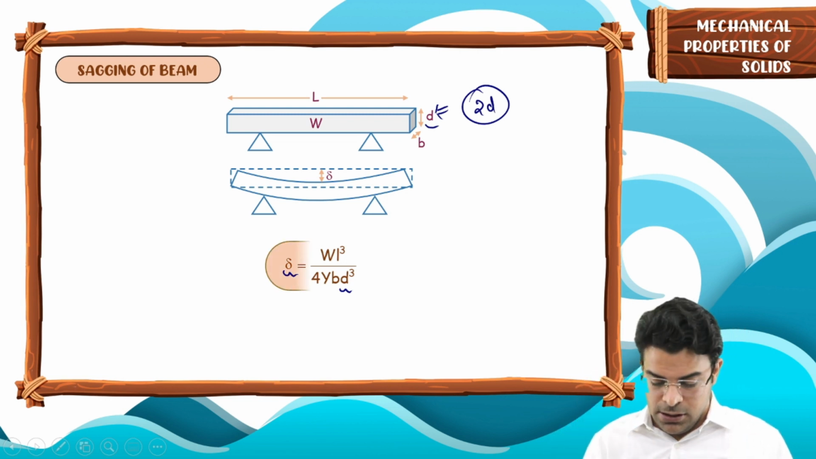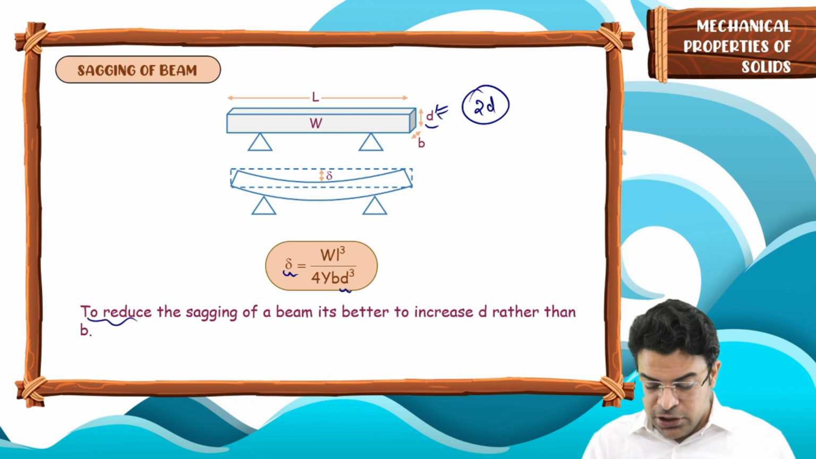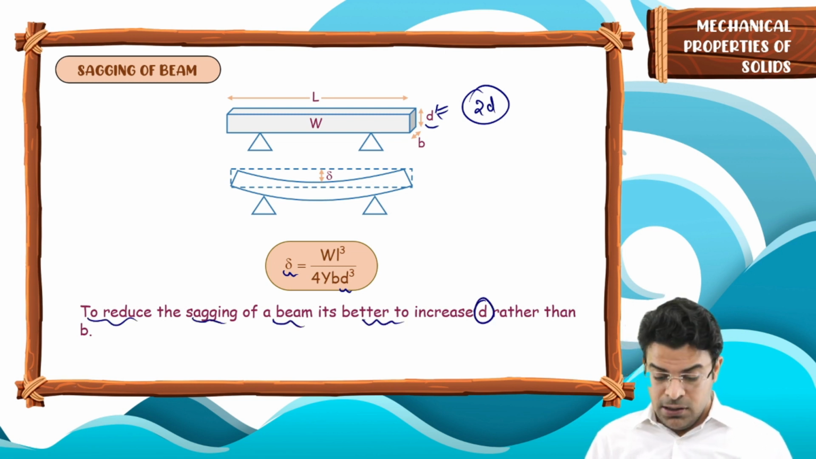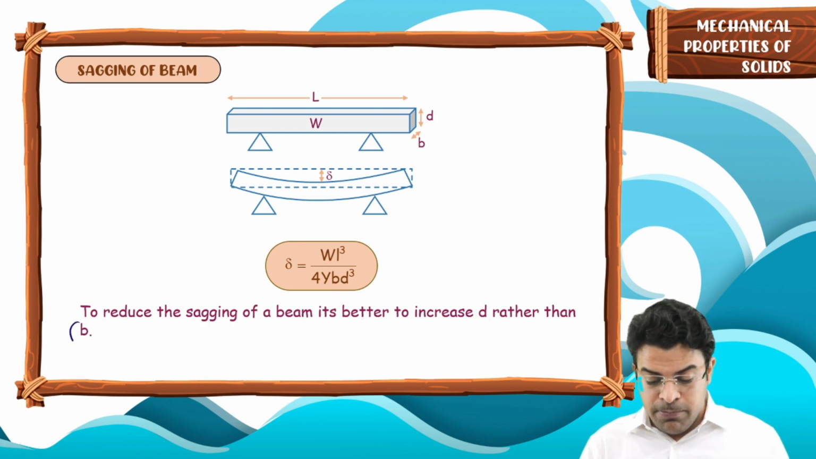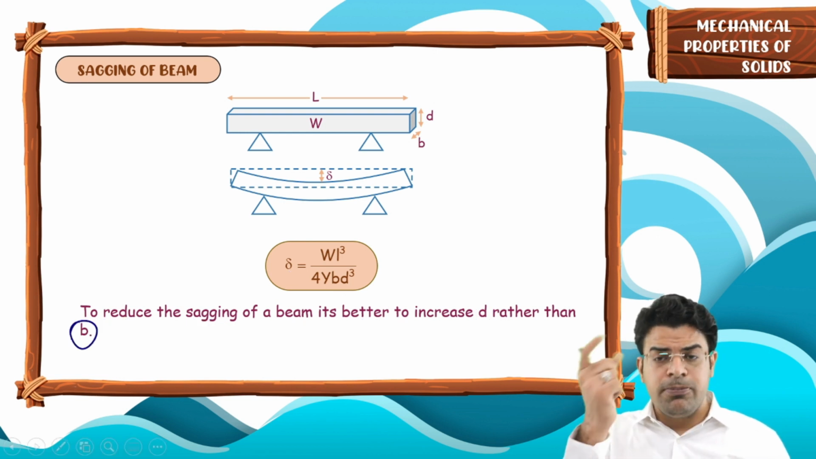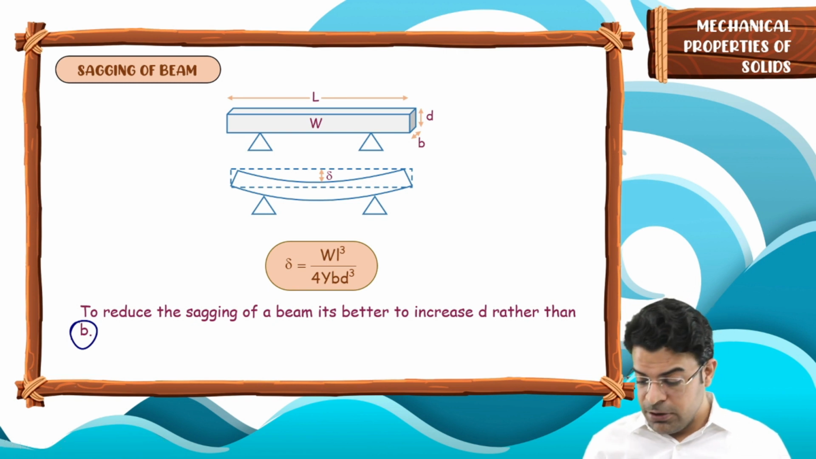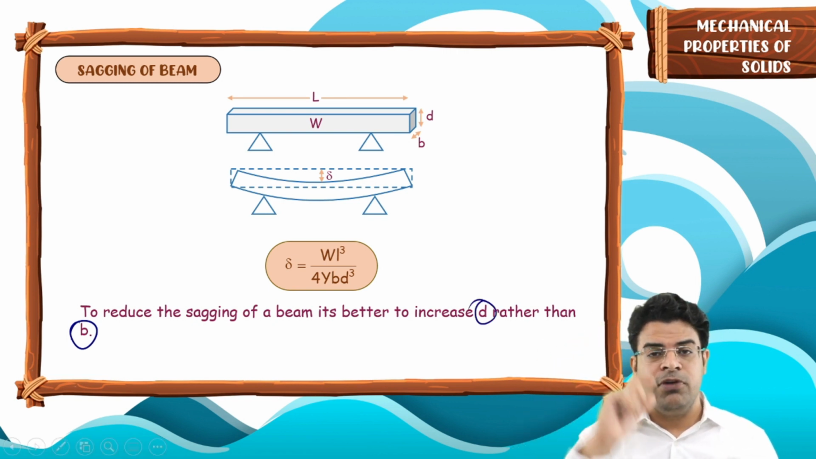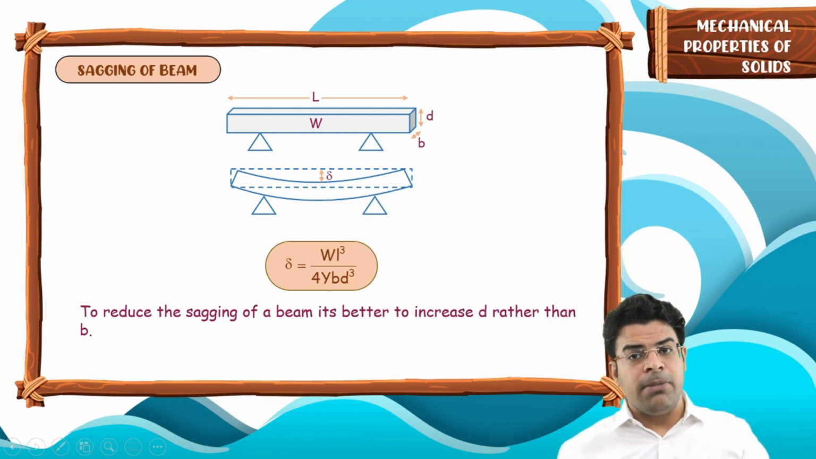That's why, to reduce the sagging of a beam, it is better to increase D rather than B. Because when B becomes double, the sagging becomes half, but when D becomes double, the sagging becomes 1/8. So that's all in mechanical properties.